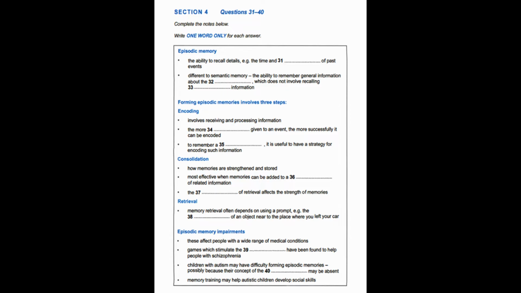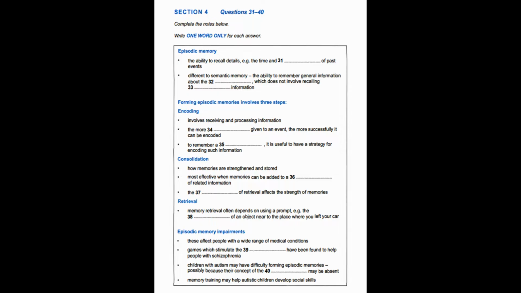You will hear a lecturer in psychology talking about a type of memory. First, you have some time to look at questions 31 to 40. Now listen carefully and answer questions 31 to 40.